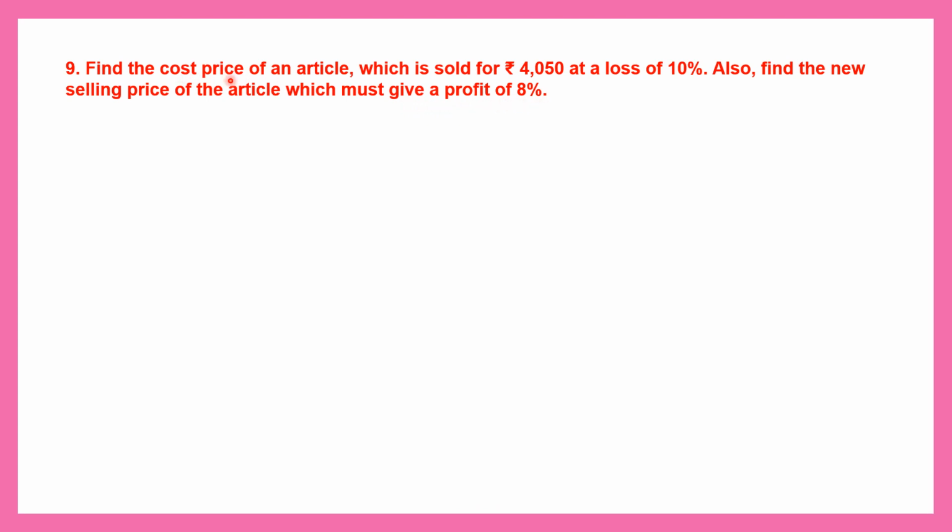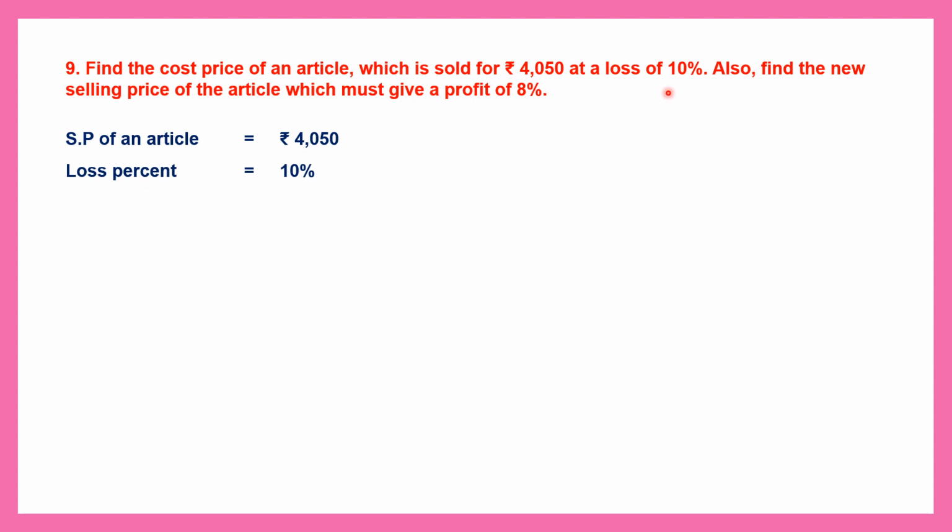So first we have to find the cost price of the article, and it is sold at this price, which means the selling price is so much and we have a loss percent here. So selling price and loss percent is given. We have to find the cost price. After that, with the help of the cost price and a profit of 8%, we have to find the new selling price. So let's begin by saying the selling price of an article given to us is 4050 rupees.